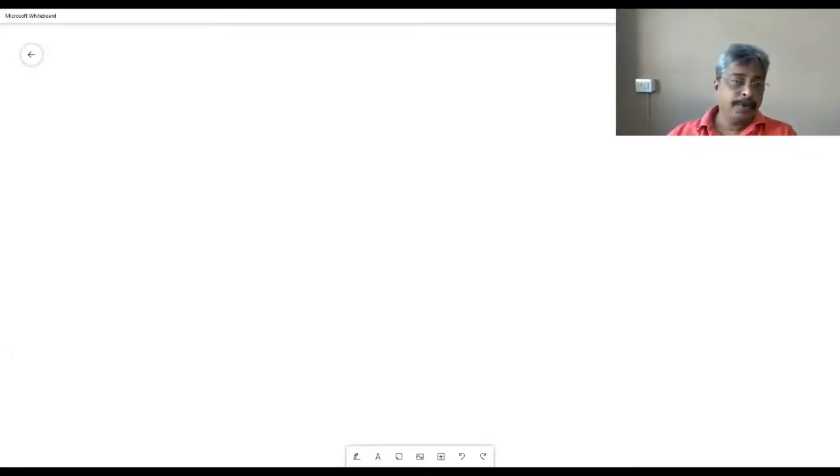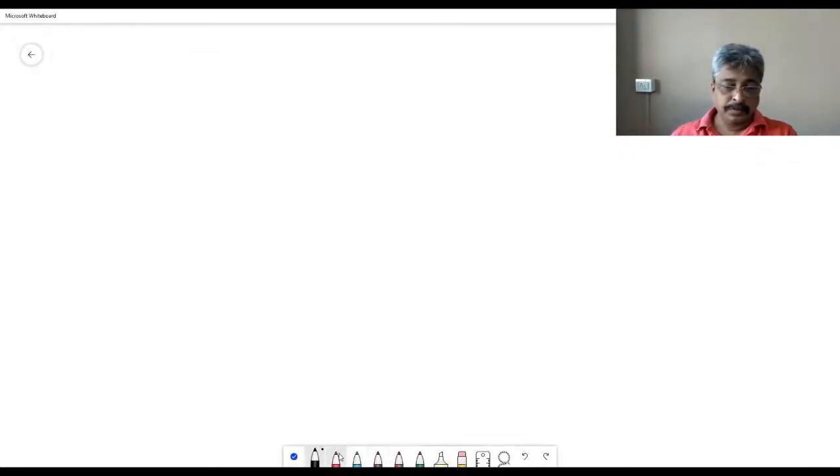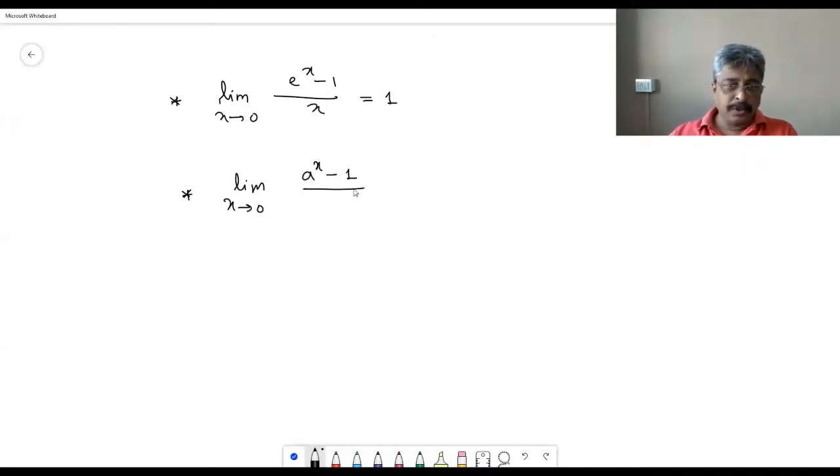Okay, yesterday we proved the limit as x tends to 0 of (e raised to x minus 1) upon x is equal to 1. Now you prove the limit as x tends to 0 of (a raised to x minus 1) upon x. Find out. Okay, the answer is log a to the base e.